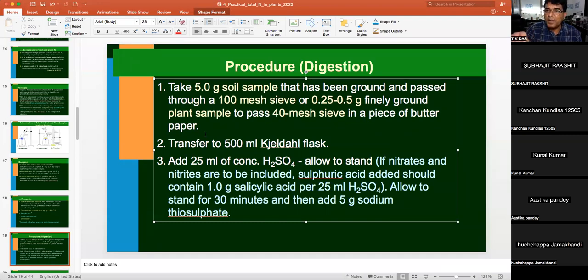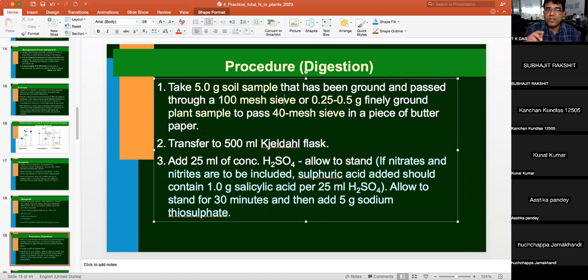But if you take the sample of plant or soil in butter paper, and then you wrap it, it becomes much easier to push the soil or plant sample onto the bottom of the flask. You want everything on the bottom of the flask. So you can use butter paper. Similarly, you can start a blank where you can put only butter paper. No need to put soil or plant sample in that.